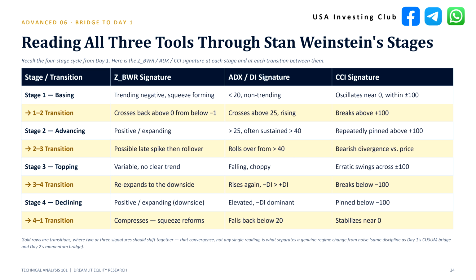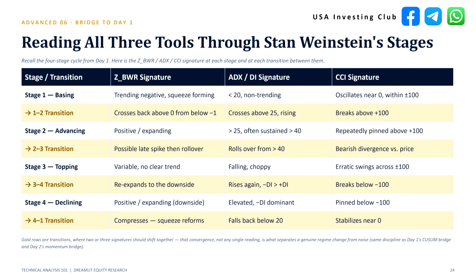At the transition into Stage 4, Z sub BWR re-expands to the downside. ADX rises again with negative DI dominant, and CCI breaks below negative 100. In Stage 4, declining, Z sub BWR is positive and expanding on the downside. ADX stays elevated with negative DI dominant, and CCI stays pinned below negative 100.